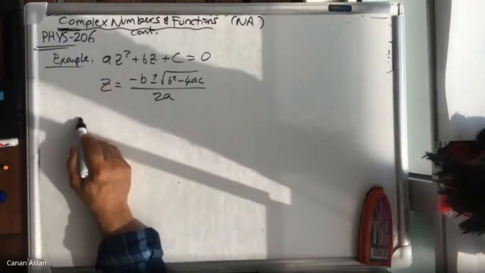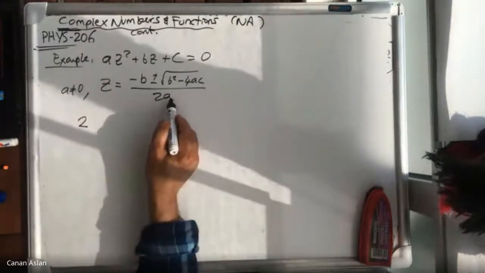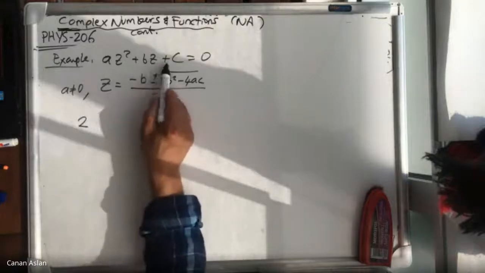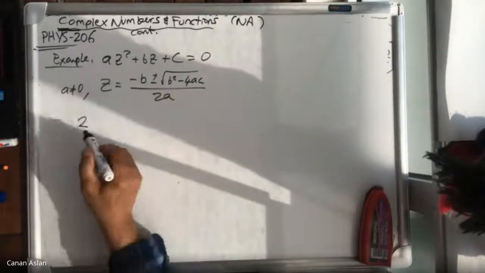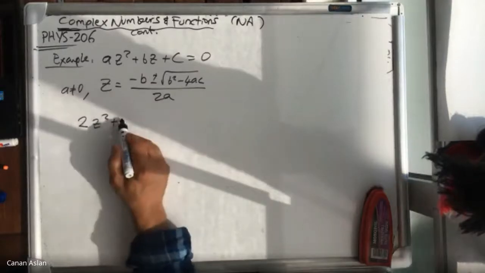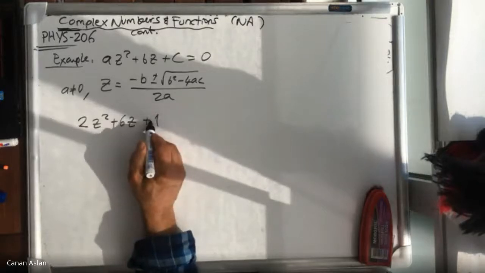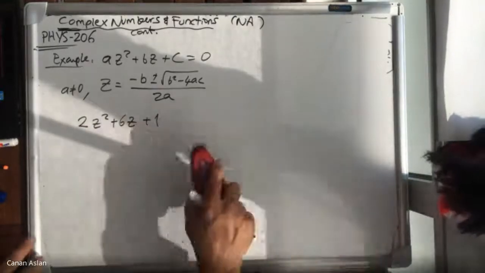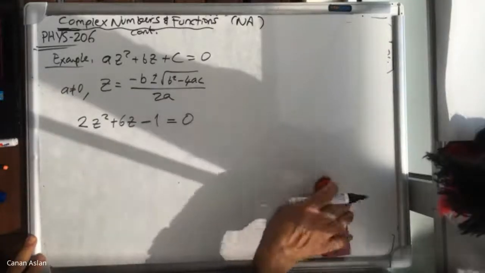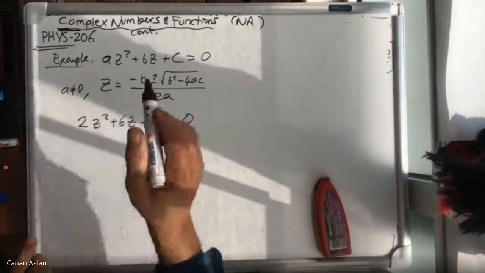So let's give an example. In this case, a cannot be 0, by the way, because when a is 0, this denominator blows up. It doesn't work, because when a is equal to 0, the solution is just minus c over b, right? So say that you're solving 2z squared plus 6z plus 1 equals 0.